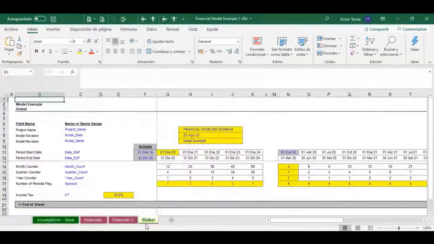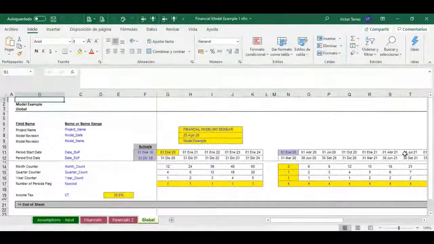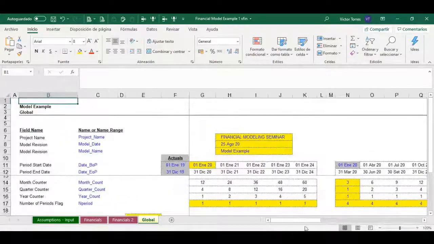First of all, I want to go into the global tab, which is a nice way to work out all the different problems that you are probably going to run into. Let me increase the zoom over here. Let me do that, right? When dealing with months, quarters, and so on. In this particular model, I'm only using a forecast for 5 years.